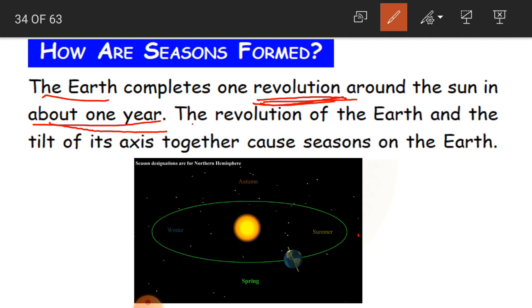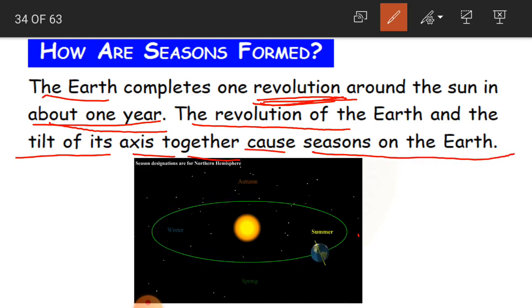Okay, and the revolution of the earth and the tilt of its axis together cause seasons on the earth. So earth is tilted. Are you able to see here in the picture? Earth is tilted on its own axis, and because of that, and also the revolution of the earth, both together are going to cause seasons on the earth. See here, so if you can see, when the earth is towards this side, it is summer, now autumn, then winter, and now it is spring.